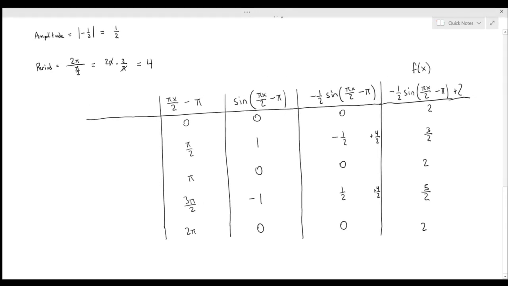All right, now something else that I'm going to need to do in my table is, here I've figured out the values of my function, but I have the values in terms of what was inside the sine function, so this. What I need to do now is, starting from what we had inside the sine function, work my way to solving for x.